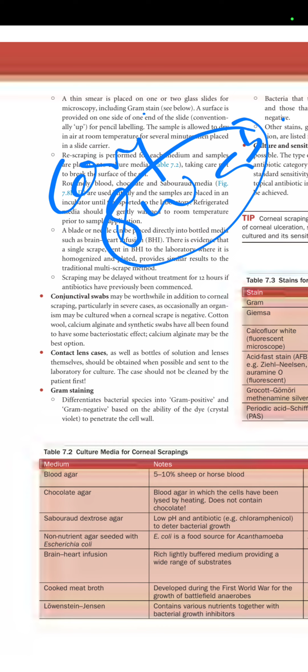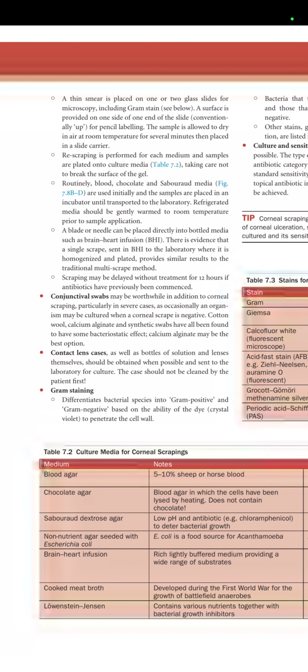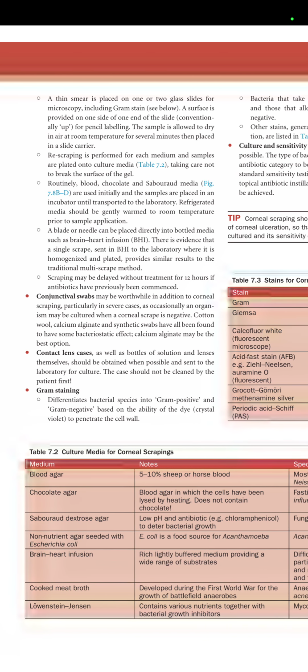Cotton wool, calcium alginate, and synthetic swabs have been found to have some bacteriostatic effect. Calcium alginate may be the best option. So there are various swabs available: cotton wool, calcium alginate, and synthetic. The best of them is calcium alginate.